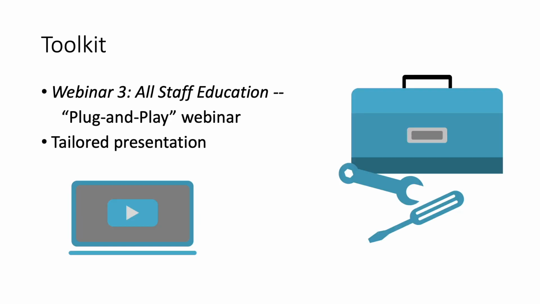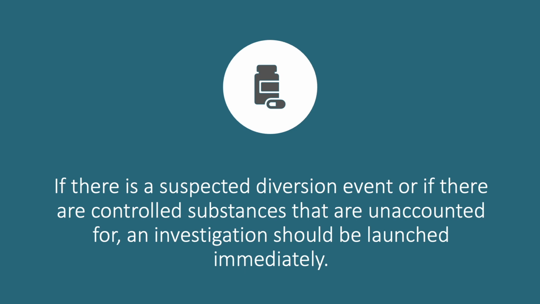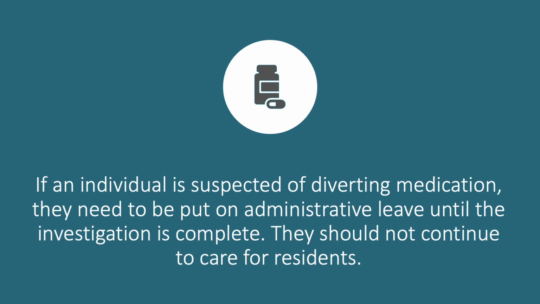The Drug Diversion Prevention Pathway Project has a toolkit with resources for employee education. The third webinar in this series is a plug-and-play education module for employees. If there's a suspected diversion event, or if there are controlled substances that are unaccounted for, an investigation should be launched immediately. If an individual is suspected of diverting medication, they need to be put on administrative leave until the investigation is complete. They should not continue to care for residents.